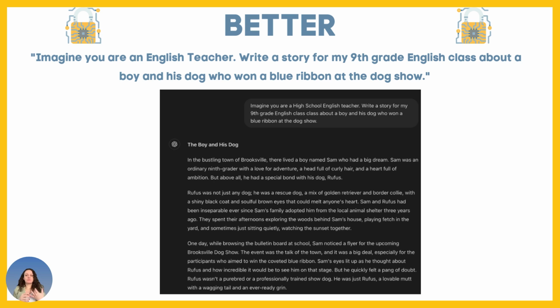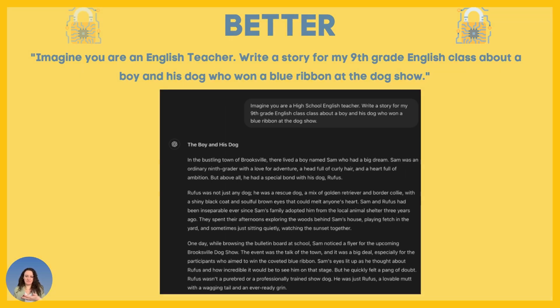To improve, specify the style, specify the tone, and maybe you can provide the learning objective as well. For example, if your goal is to teach character development, ask AI to include some descriptions and some emotional characteristics of the characters so that your students can understand how to develop a character while writing.